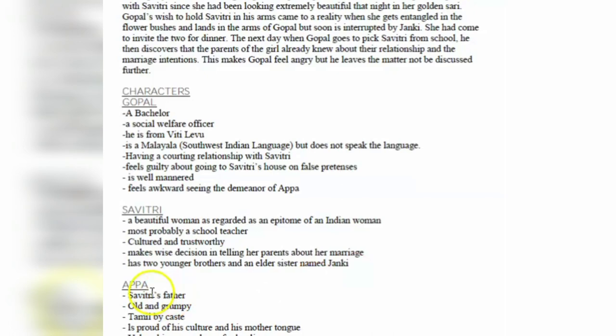Okay, moving on. Our next character is Savitri's father. He is Appa. He's old and grumpy. He's Tamil by caste. He is proud of his culture and his mother tongue. He values his young days of schooling. He behaves in awkward ways. And I think it was all a charade.